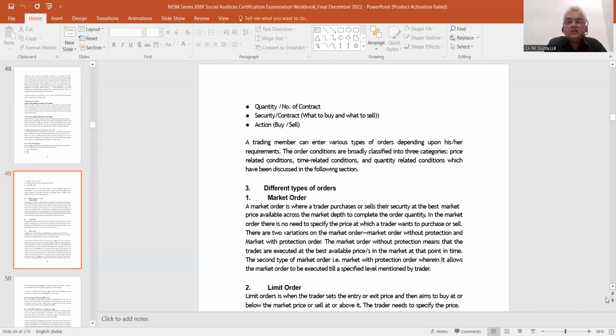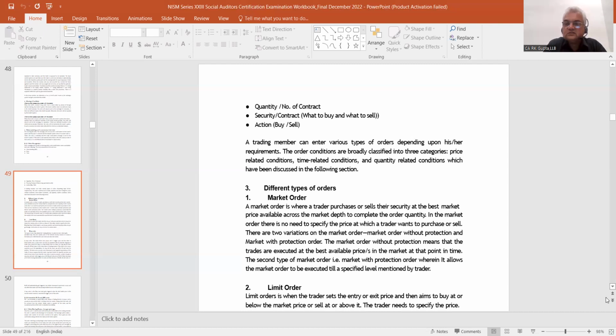So a market order is where a trader purchases or sells their security at the best market price available across the market depth to complete the order quantity. So in the market order, there is no need to specify the price at which a trader wants to purchase or sell, because market conditions will determine it. He will say that I want to sell or purchase, so the best price will be available. So there are two variations on the market order.